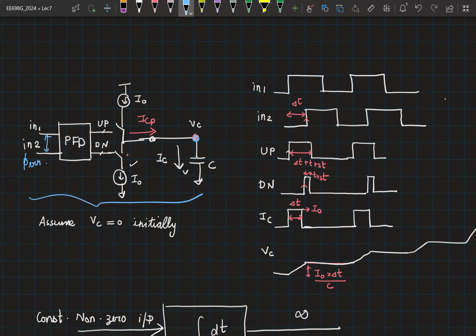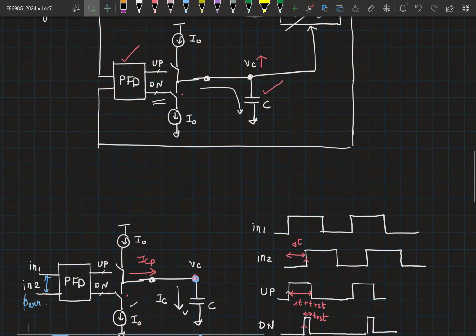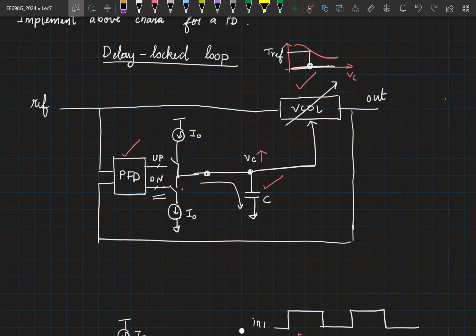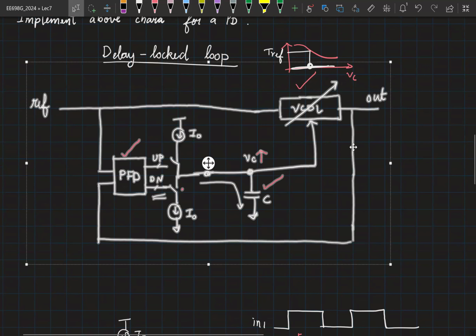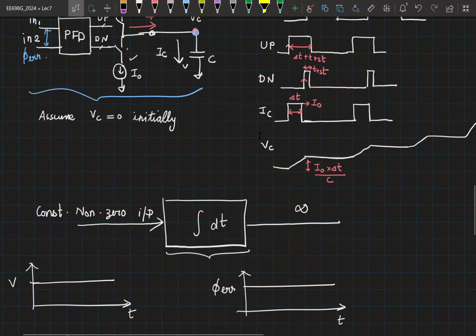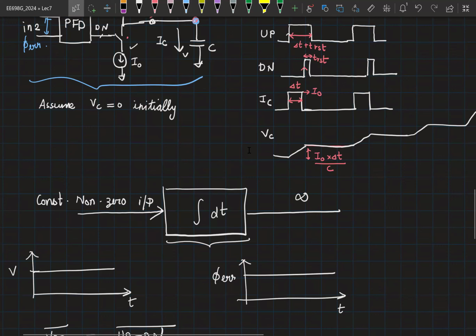Is that okay? Now, if this is clear, let us put this in the negative feedback loop and see how the whole thing is going to function. Initially, if the phase error is something non-zero, voltage ramps up, and then it makes the phase error tend to zero. That is what we would expect, right? Let's see if that is what is happening.